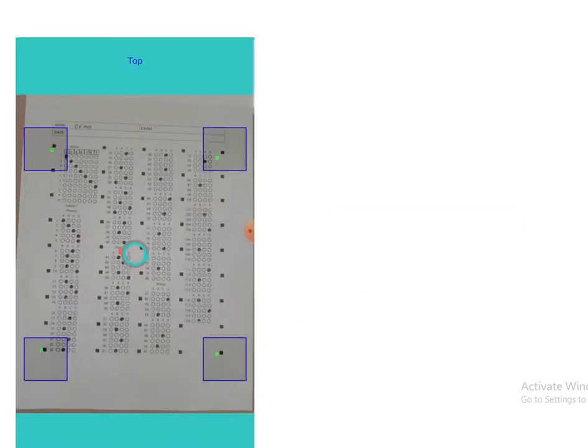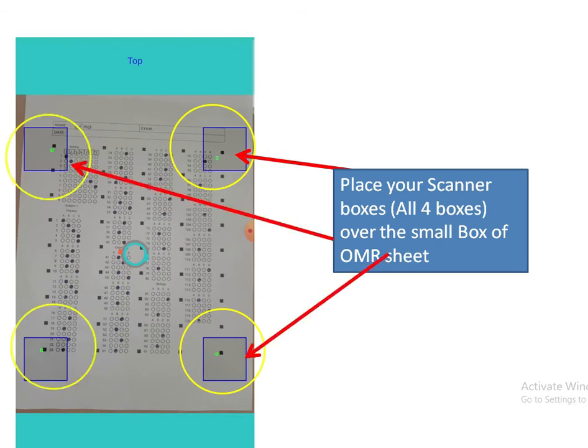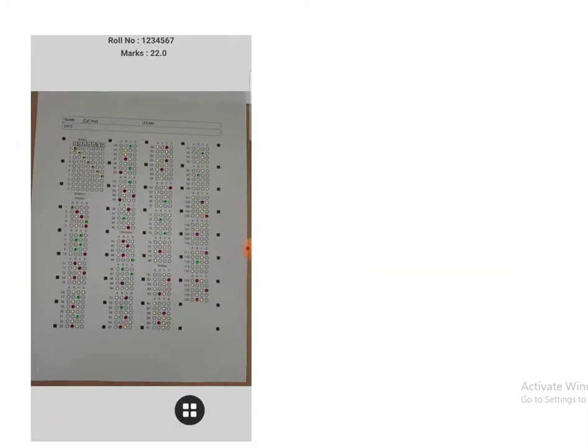Now put your scanner on your OMR sheet and place the scanner such that these 4 big squares are above the small squares which are on the OMR sheet. When you place these 4 squares on the black squares which are printed on the OMR sheet, then it automatically scans your OMR sheet and shows the result. It scans like this. Red mark means this is the wrong portion and green mark shows the correct answers. And at the top portion of the image there are the marks and roll number.